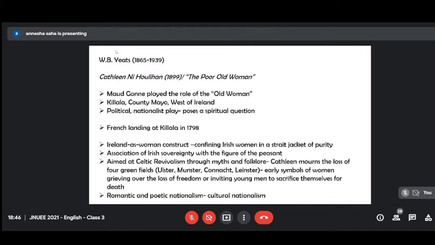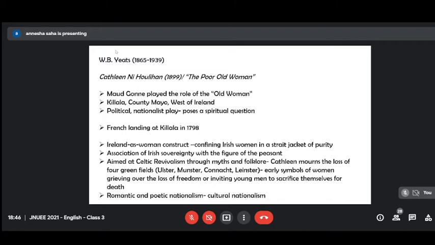This woman, Kathleen Ni Houlihan, or the old woman within the play, symbolizes this entire construct of the nation as mother, the entire construct of nation as woman. So this inherent feminization of the nation, of the colonized nation. Even in India we see that construct of the mother as nation. So Bharat Mata, that kind of construct was there also in Ireland.